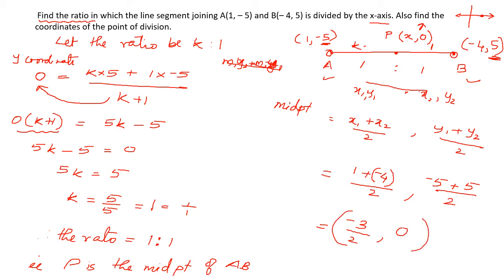So this is going to be the coordinate. That is the question: find the coordinates of the point of division. So we got the coordinates of the point of division as minus 3 by 2, comma, 0. That is, in this case, the x value here. The y value we already know is 0. We have found that also as equal to 0. The x value is minus 3 by 2. Okay.